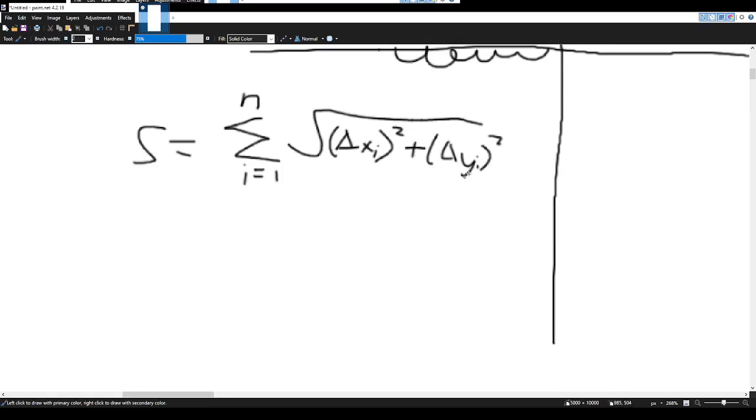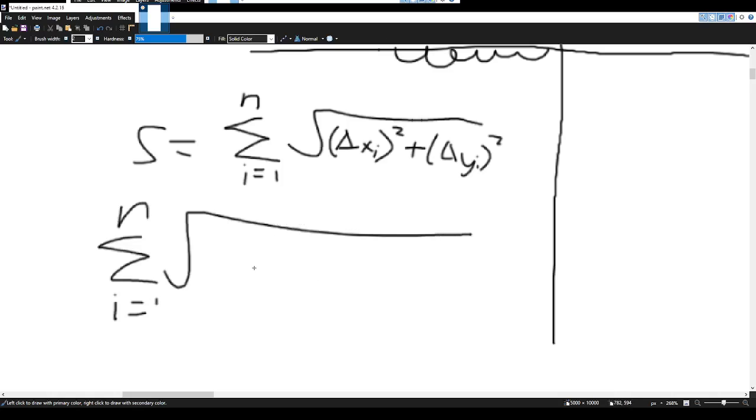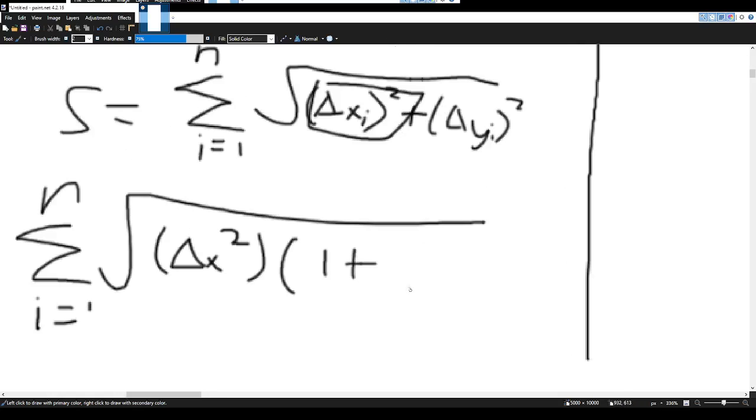So what we can do is actually factor out a delta x, right? So we have this i equals 1, and we're going to factor out a delta x squared from these. So if we factor out a delta x squared from this, that just leaves us with 1, and then plus, factor out from there. Well, it doesn't really have a delta x squared, so we just have to divide to cancel it out, right? So what we're going to do is delta y squared over delta x squared.